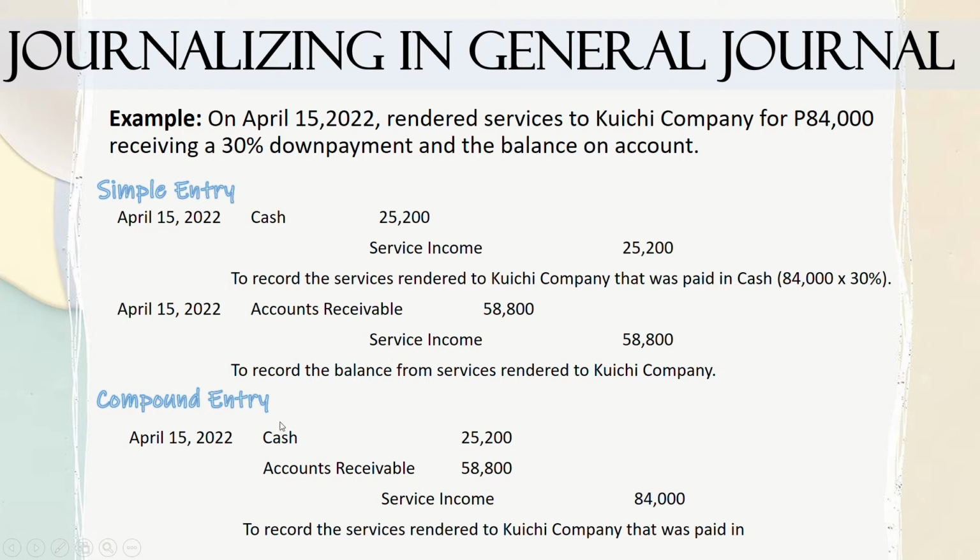So for the compound entry, it is just a combination of at least 2 or more debits or 2 or more credits. So in this case, we have a total service income of 84,000. So we recognized it as a whole. But then we will divide it into 2 accounts on the debit portion, wherein we will have to recognize the 30% down payment as cash, 25,200, and accounts receivable of 58,800. So as you can see here, there are 2 debits and just 1 credit.